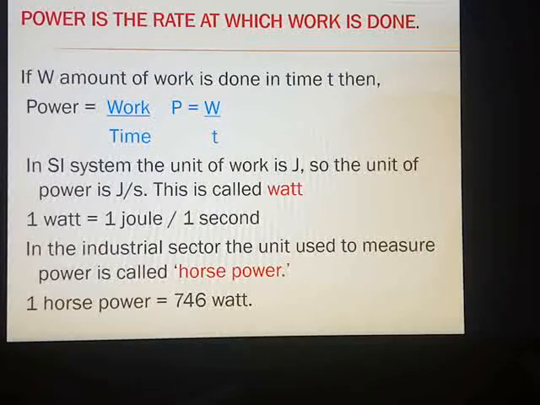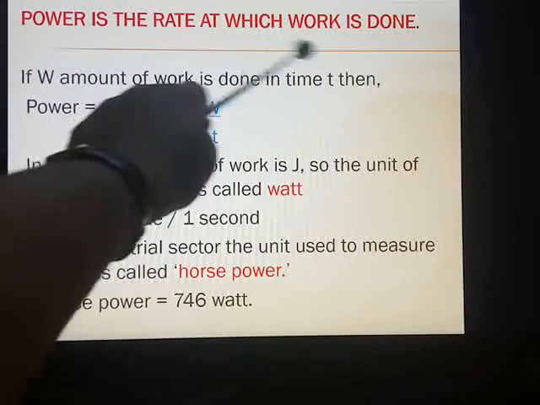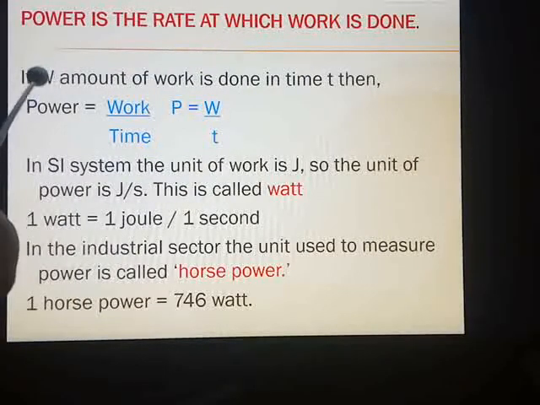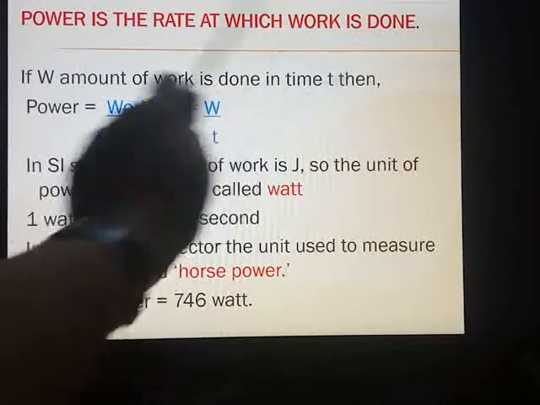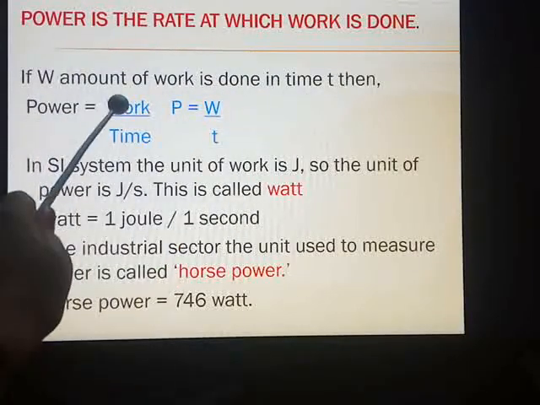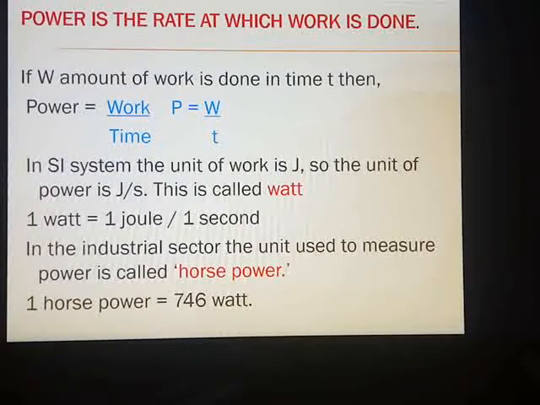So what you can say is, the power of Rajashri is more. Whatever mode of transport she has used, the power of Rajashri is more. So power is the rate at which work is done. If W amount of work is done in time t, then the formula for power will be work upon time. It is inversely proportional to time. If you complete an allotted amount of work in less time, then I can say that the power is greater.